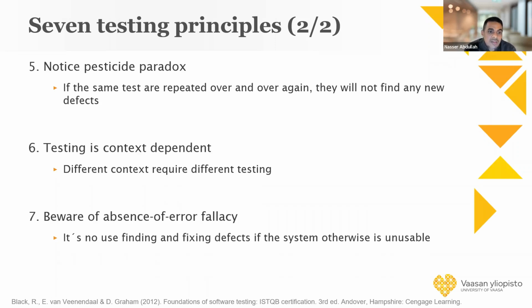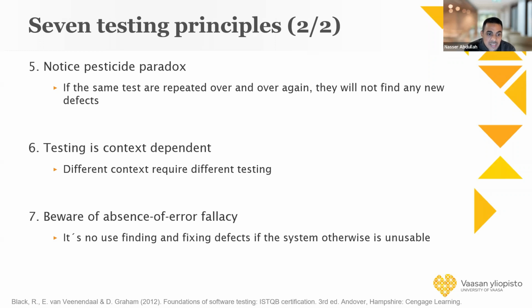Principle number 5, pesticide paradox. The pesticide paradox is just an expression. What we mean here is, if you have, for example, test cases and you test one module, and after finishing this testing there is no bug or you cannot find a bug, then repeating the same testing with the same test cases will not find any more bugs. So you have to find other techniques, maybe other test cases that can find a bug.